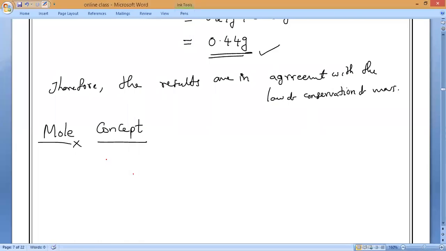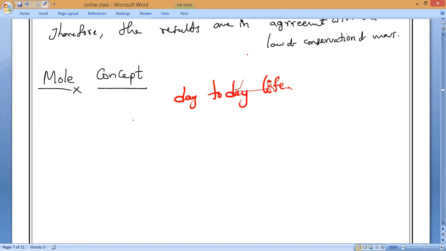So coming to the mole concept, if you notice in our day-to-day life, we are used to counting so many different kinds of objects. We count money, we count things, we count books, pens, pencils, even fruits like bananas. If we buy 1 kg of apples, we say how many, 6 apples came or 7 apples came.